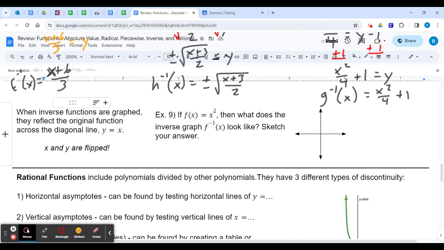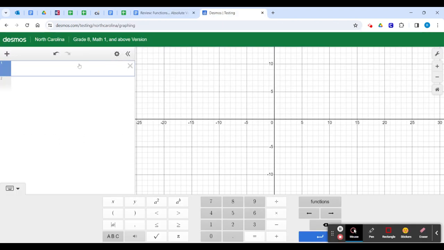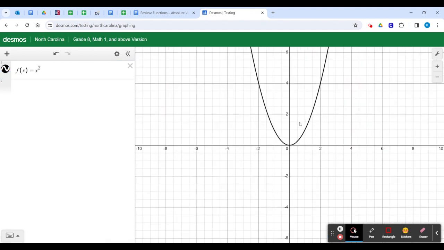Now, the last comment about inverse functions is about when they are graphed. So when they are graphed, we still want to flip that x and the y, and that shows up by reflecting across the diagonal line y equals x. Let's see what I'm talking about here in example 9. So if f of x equals x squared, then what does the inverse graph look like? Let's check this out with Desmos. So if f of x is equal to x squared, okay, that is what our base graph looks like.